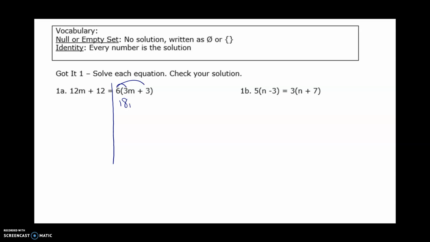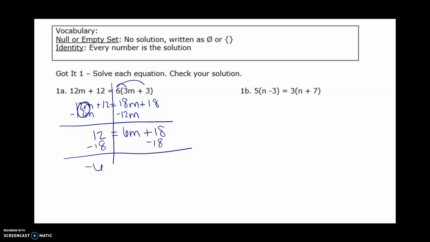6 times 3, I have 18m plus 18, 12m plus 12. 12m is smaller, so I'm going to get rid of that first. I have 6m plus 18 and 12. Now I'm going to subtract the 18 to get it away from the m. Negative 6 equals 6m. Divide by 6 on both sides. Negative 1 equals m. You could check that by plugging that back in.